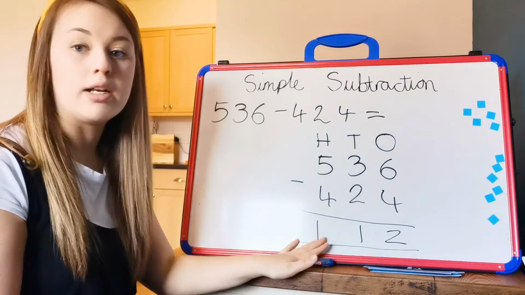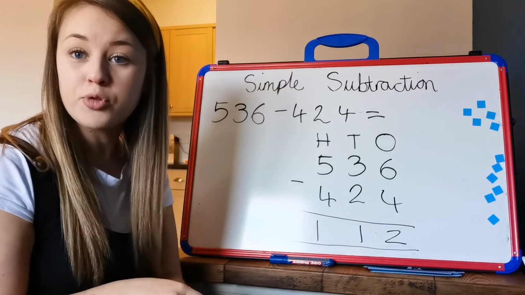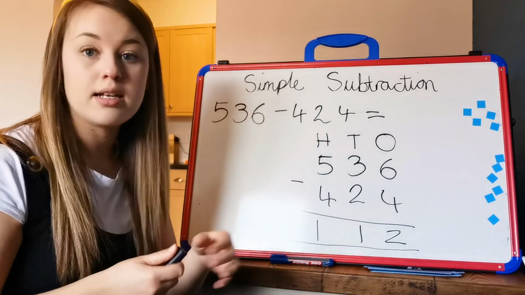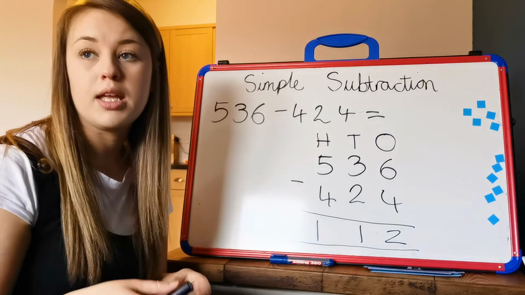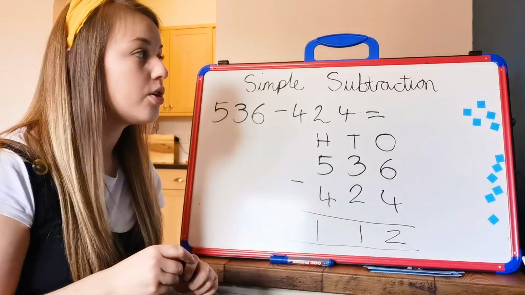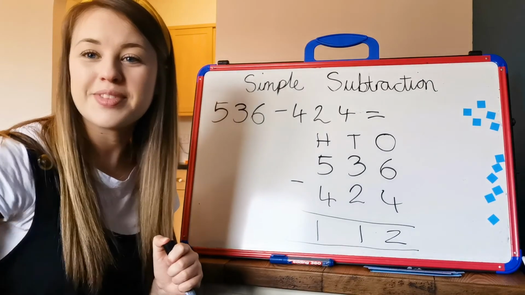So we've got 112. I hope that's cleared up simple subtraction. Like I said, that's not bridging any numbers, so that's not needing any regrouping or exchanging. But that's a really good start at 3 methods that you can use to help with simple subtraction.